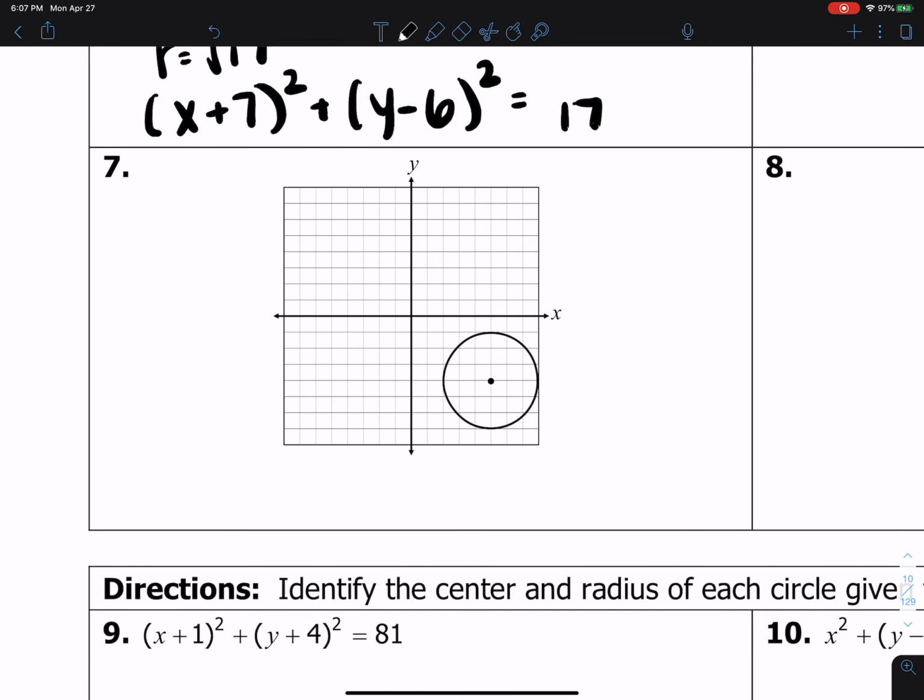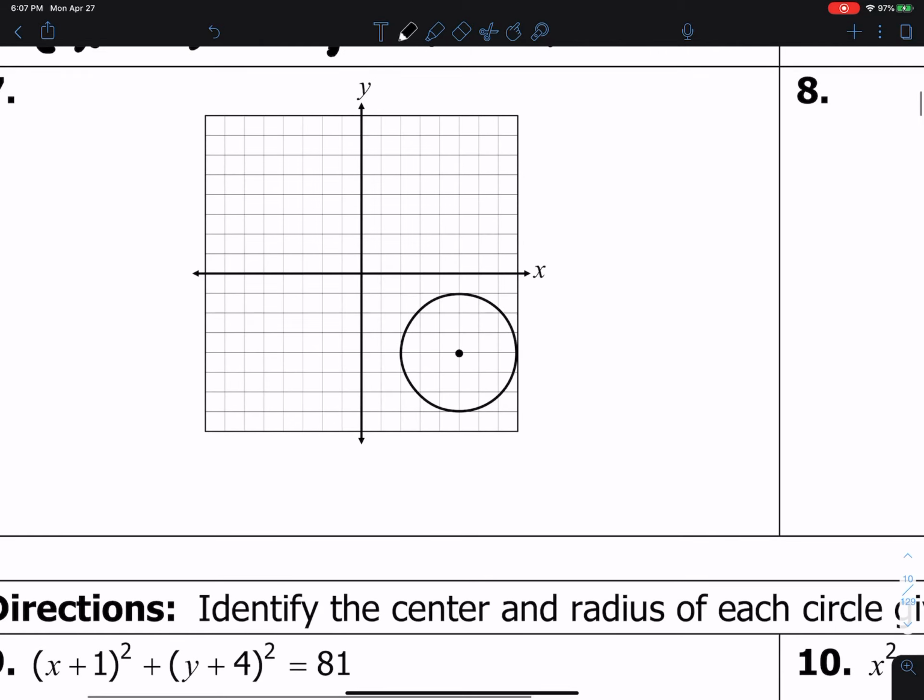Now this one, it should be pretty easy because you can see the center, you can see the radius, so you should be able to write the equation. The center is 1, 2, 3, 4, 5 to the right, and then 1, 2, 3, 4 negative. So that's the center.